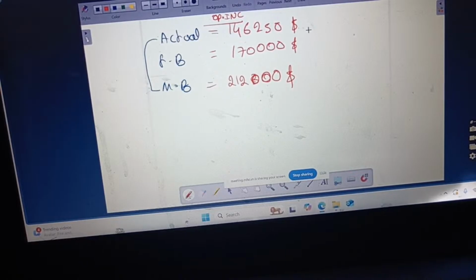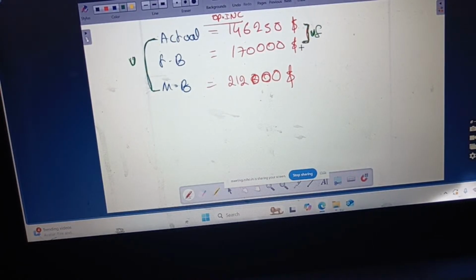Now comparison happens. We are preparing the variance report. Between actual and flexible, is it favorable or unfavorable? Unfavorable. Why? Because in the actual, operating income is lesser. Okay, now find the difference between actual and master budget. Also unfavorable. Why? Because actual operating income is less.